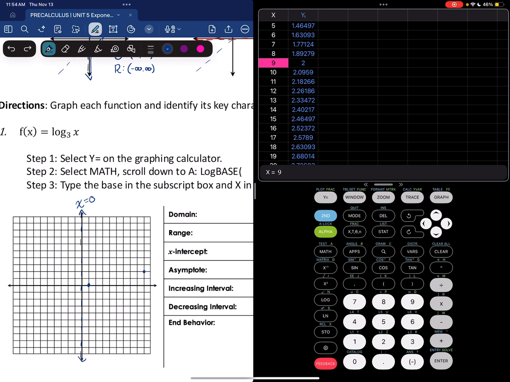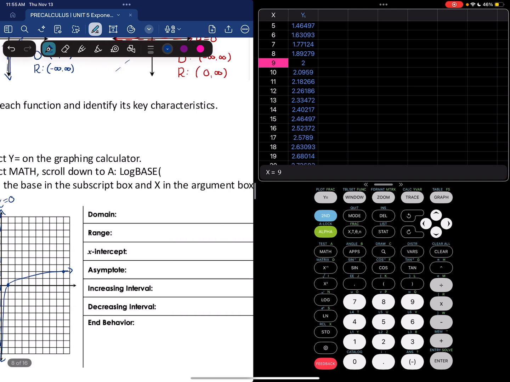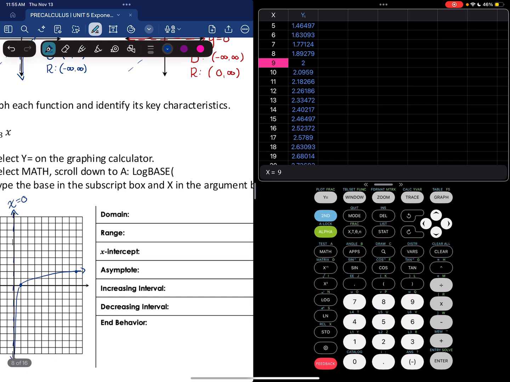Oops. Okay, so now we sketch. And it's going to flatten off quite quickly here. There we go. And now we're ready to state these features. Our domain is everything on the right side of our asymptote, so that's going to be from 0 to infinity. The range is going to be all real numbers because it goes up and down forever.